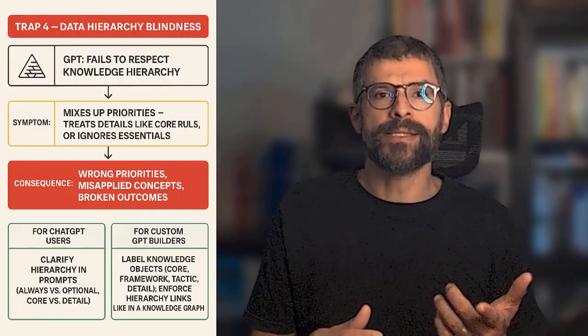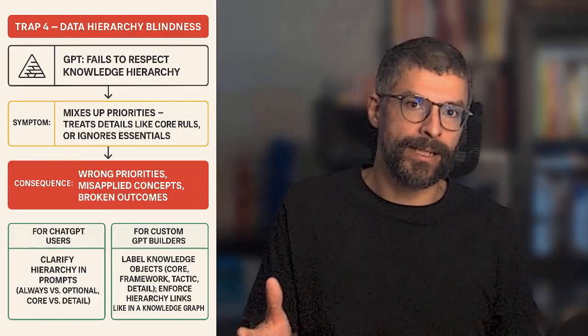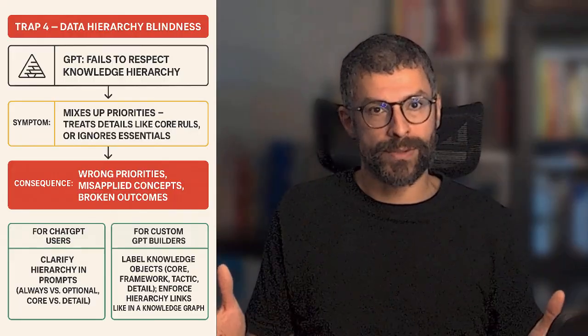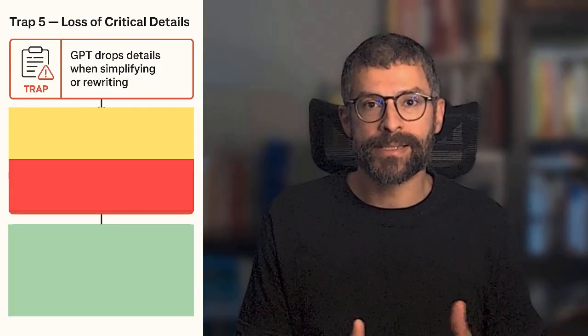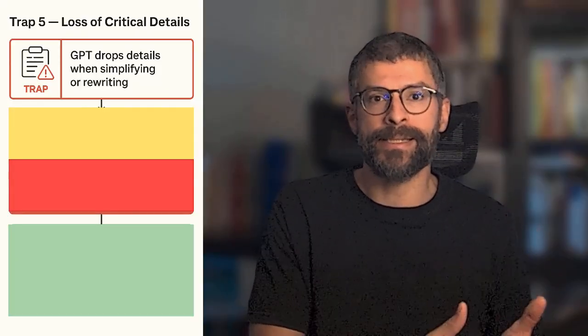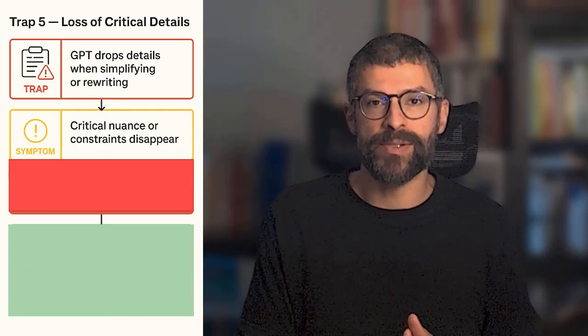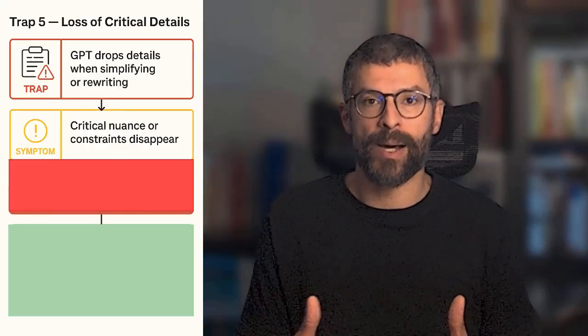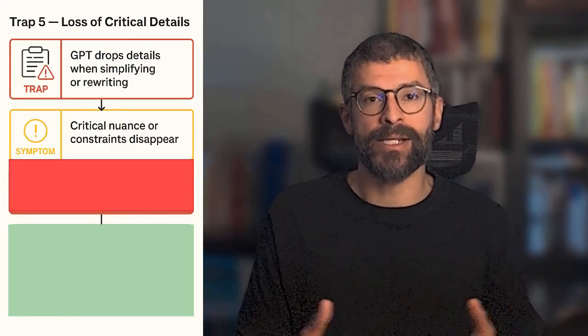But here's the kicker. Sometimes GPT doesn't just mix things up. It starts deleting details. And that's even worse. Trap 5 hides in plain sight. Loss of critical details. GPT loves to simplify, but in the process, it quietly deletes the parts that matter most. It's like a chef who trims down a recipe to save time and removes the key spice that makes the dish work. You don't notice until you taste it, and by then it's ruined.